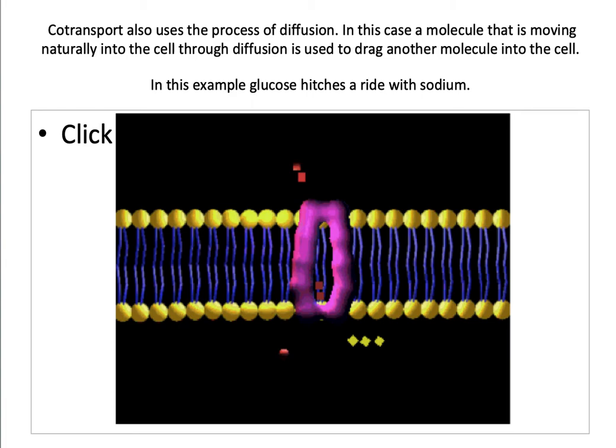Cotransport also uses the process of diffusion. In this case, a molecule that is moving naturally into the cell through diffusion is used to drag another molecule into the cell. In this example, glucose hitches a ride with sodium. So sodium and glucose have to be exchanged in order for the successful exchange to happen across the cell membrane. When there is an exchange of molecules involved, it's called cotransport.